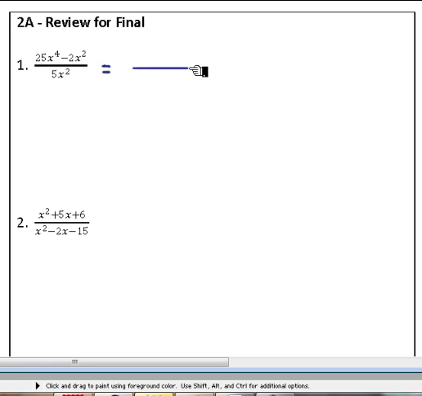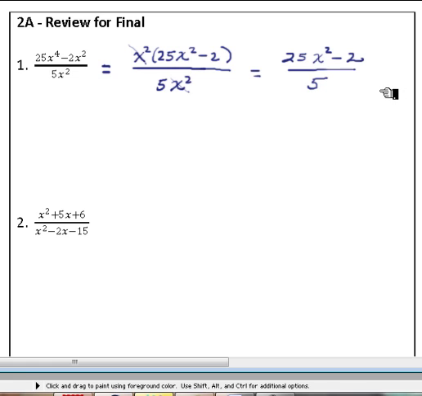We reduce rational expressions by factoring and crossing off common factors. We can factor the numerator just by pulling out an x squared, and we're left with 25x squared minus 2 in parentheses. And here we have a 5x squared. So we can just cancel out x squared from numerator and denominator, and we have 25x squared minus 2 over 5.